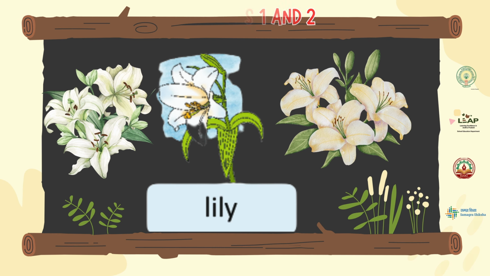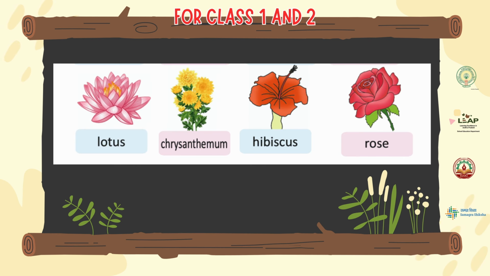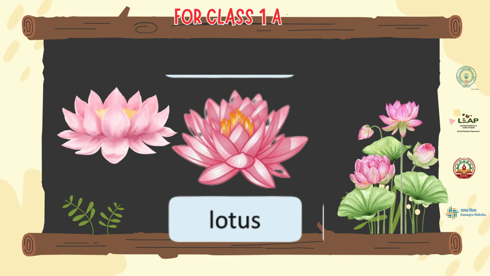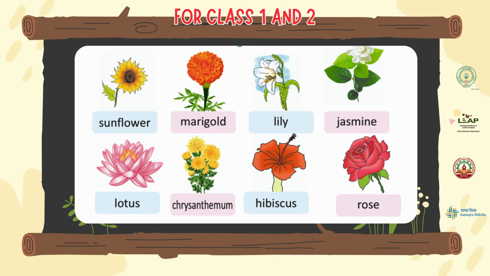Now, another one is lotus. Finally, we have the lotus. It grows in water and has big pink petals. Do you know? The lotus is our national flower. Our Indian national flower is lotus. Let's all say it together. Lotus. Yes, very nice. Lotus. Let's pronounce it. Lotus.